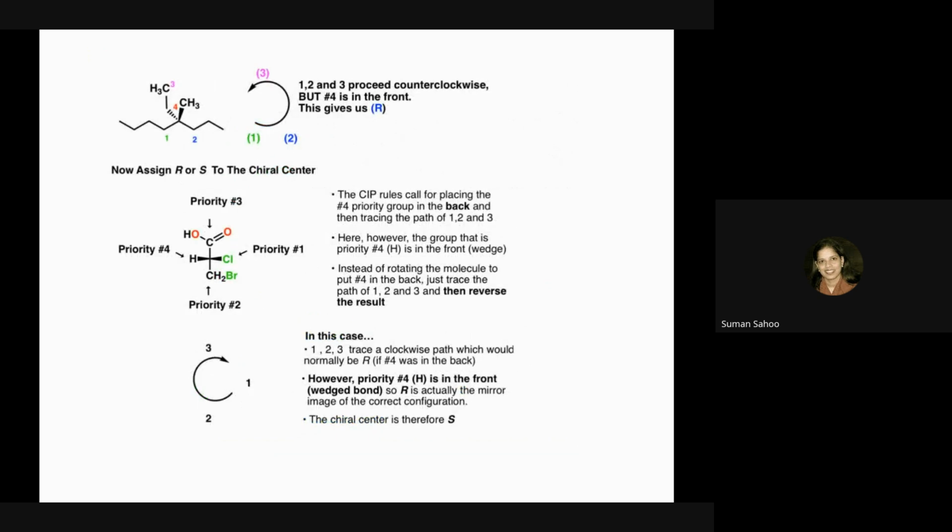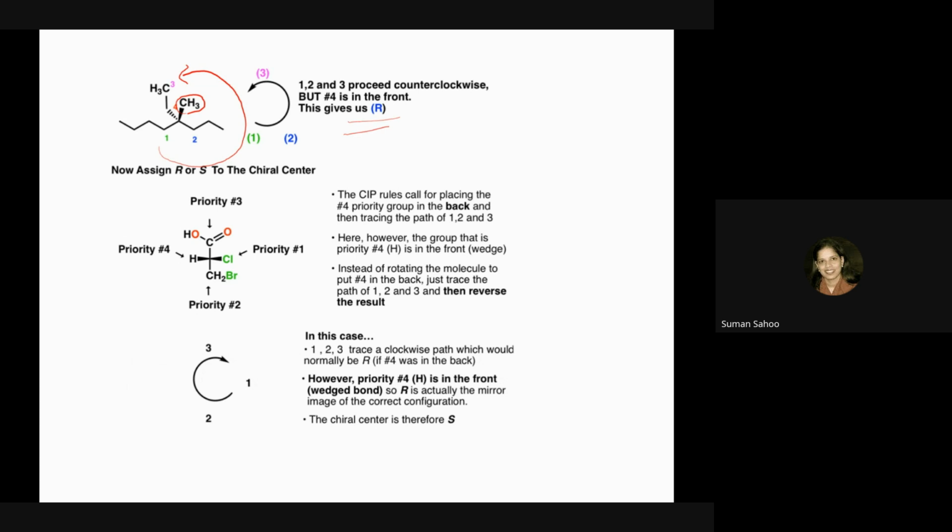But if the rank 4 group is not away from you, but is towards you, in that case you have to just take the opposite. First you trace the path from 1 to 2 to 3. If it gives you counterclockwise, then it would be S. But as the CH3 group, the lowest priority group, is not away from the observer, rather it is towards the observer, its actual configuration would be just opposite to it. So therefore the chiral center, in that case, would be R.